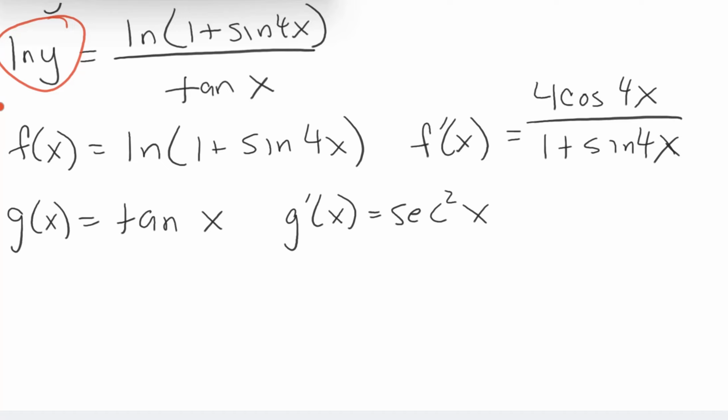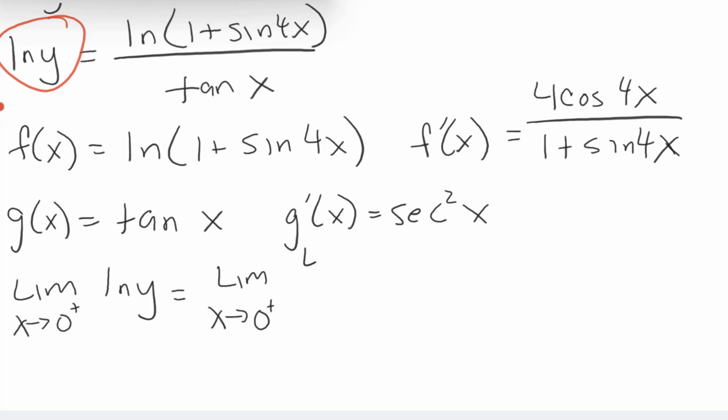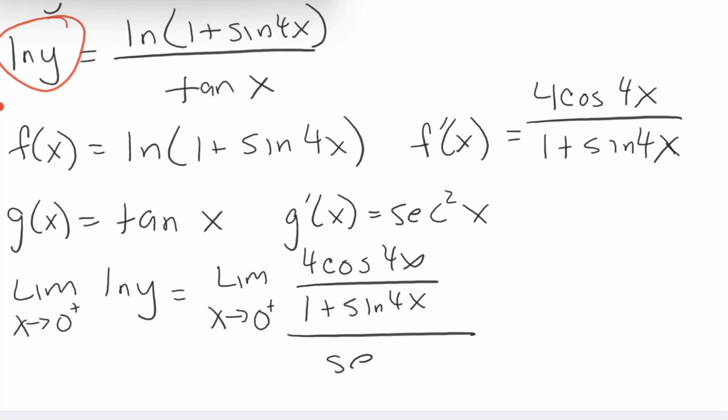All right, so we now have the limit, what was it, x goes to 0? Yes. Of ln of y equals the limit as x goes to 0 of 4 cosine 4x over 1 plus sine 4x all over secant squared x. We could keep change flip, but let's just actually plug in 0 and see what we get.